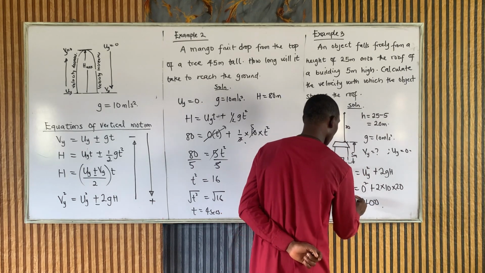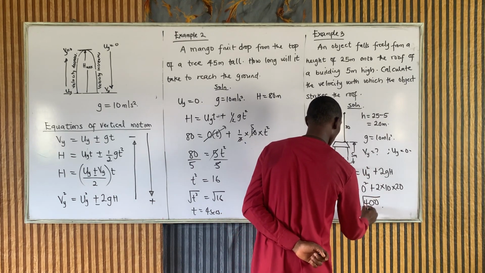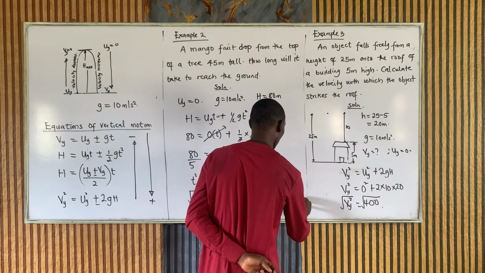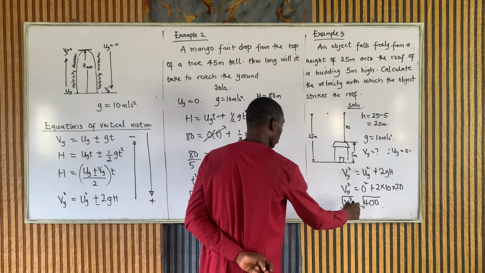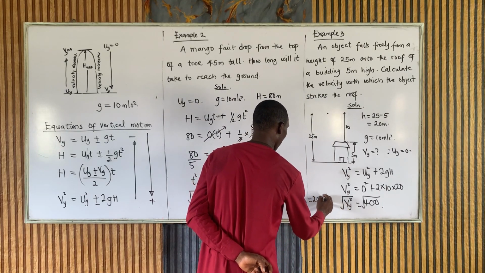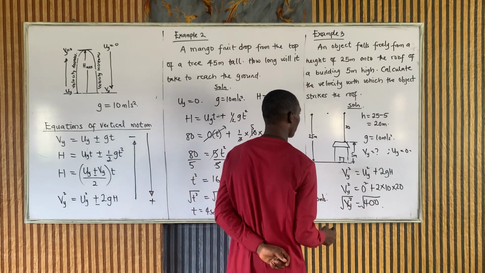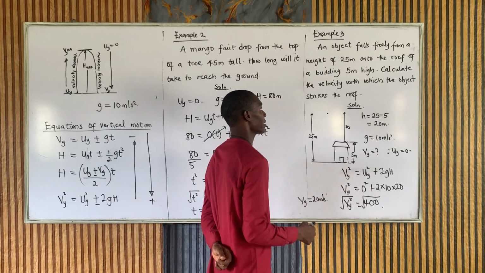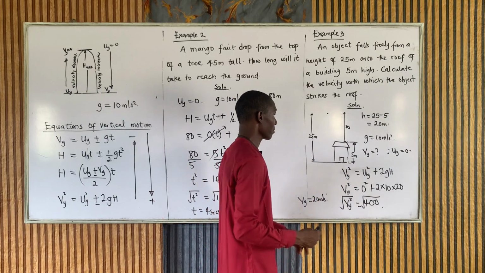So we take the square root of both sides. Take the square root of this side, take the square root of this side. We eventually get that Vy is equal to 20 meters per second. That's the velocity with which it strikes the top of the roof.